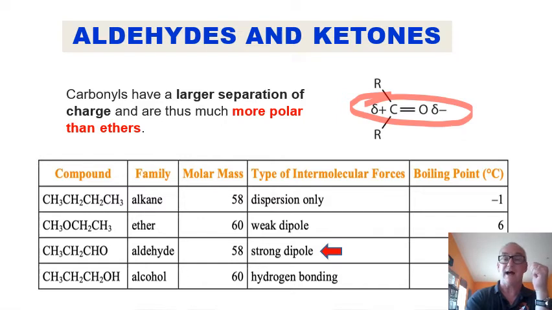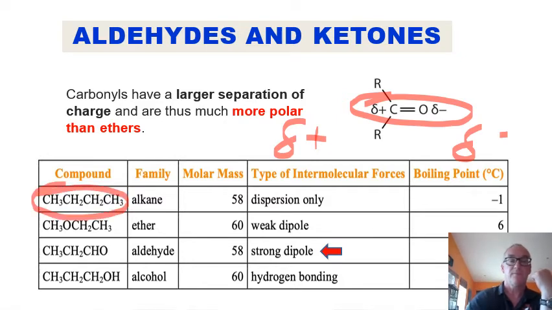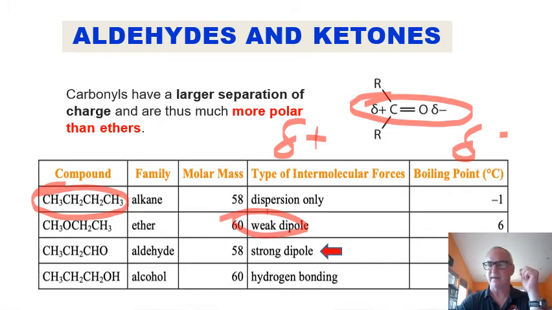The carbon has a higher partial positive charge, and the oxygen has a higher partial negative charge. So it's a much greater polarity. When you have an alkane, when all you have is LDF, London dispersion force, you get a fairly low boiling point. Like I said, you take one of those methylene groups out, replace it with an oxygen. Now you have a weak dipole, and the boiling point goes up a little bit.